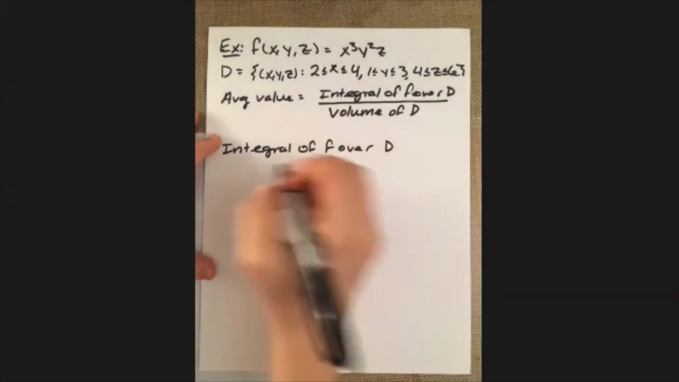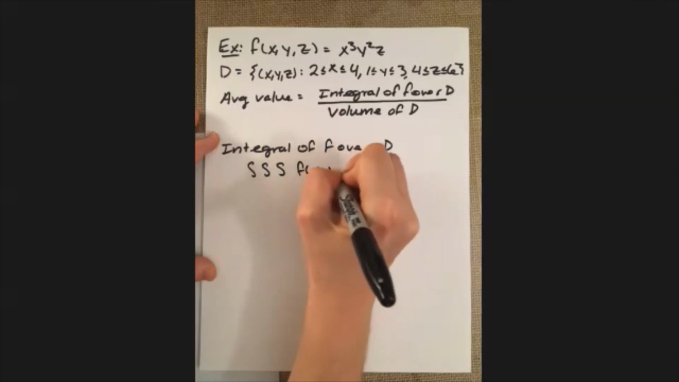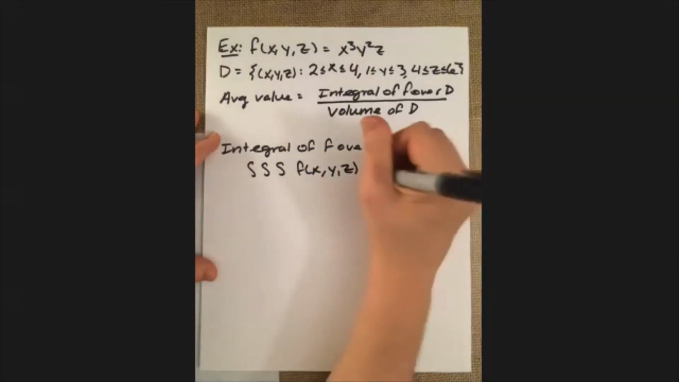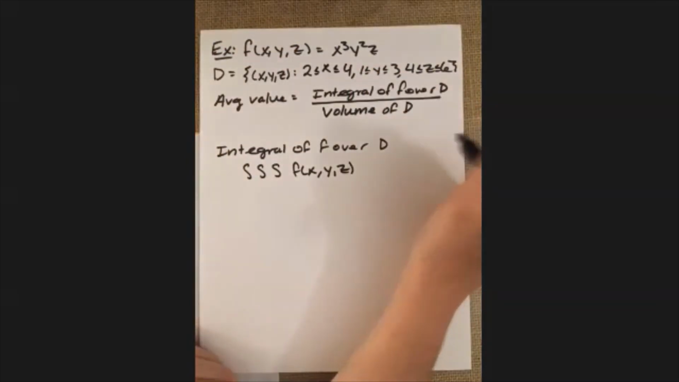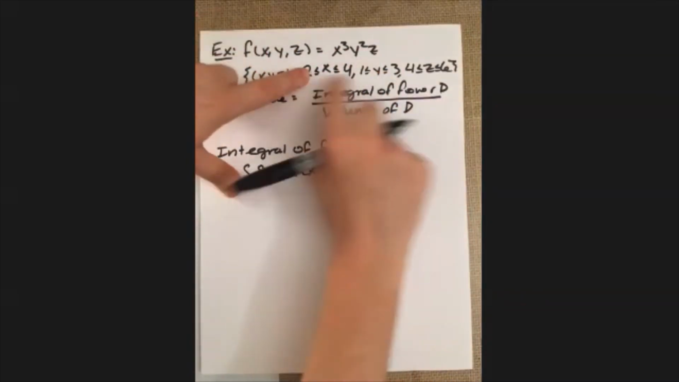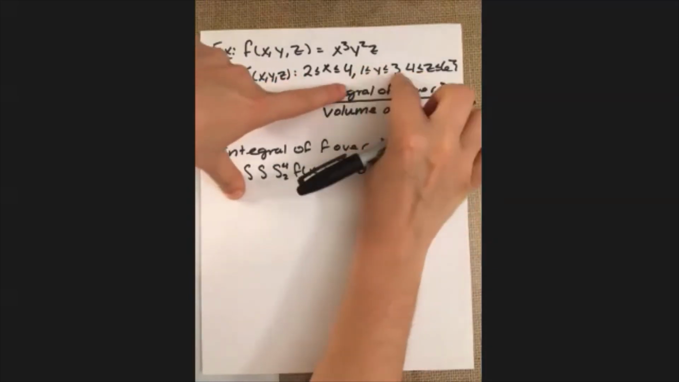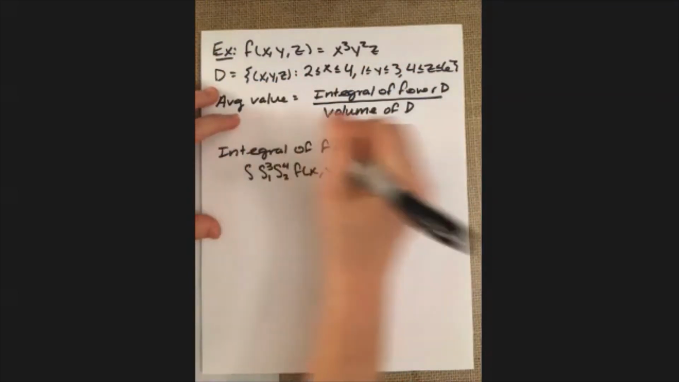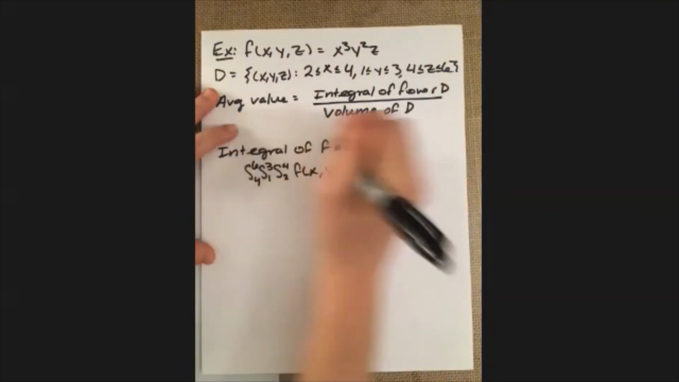So first thing we're going to do is find the integral. So this is going to be a triple integral because there are 3 variables that we're working with, f of x, y, z. We'll just do x and then y and then z. So x is bounded from 2 to 4, so that's dx. y is from 1 to 3, and then z is from 4 to 6.